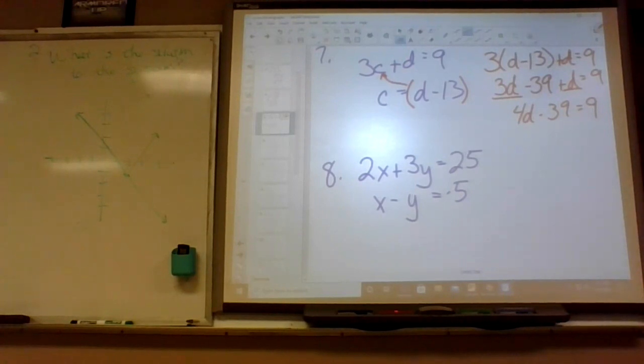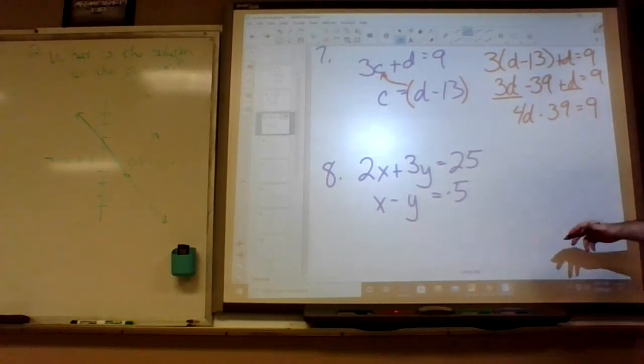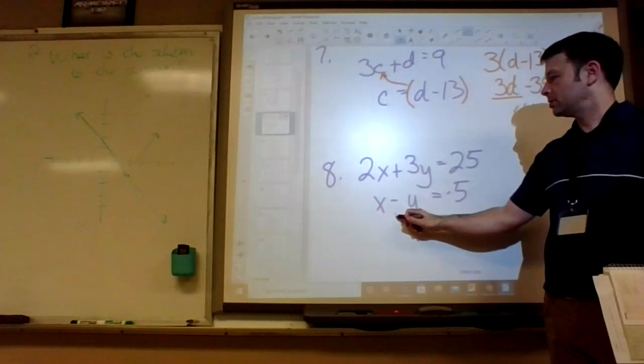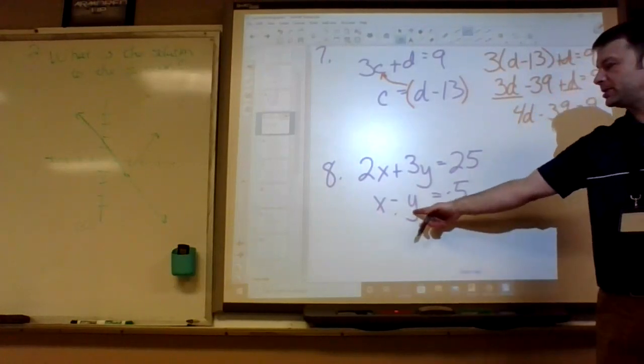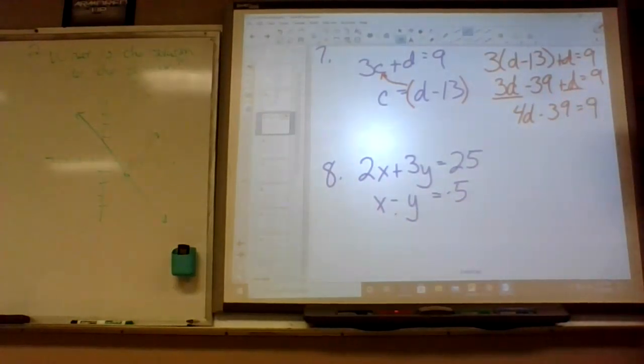Can you minus x on the bottom? You could, but it'd probably be easier just to add y, and then you can just put it into x.